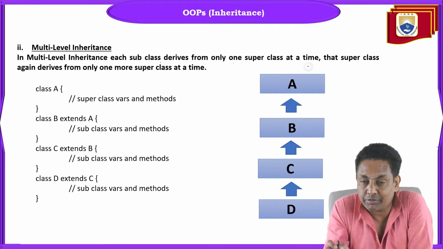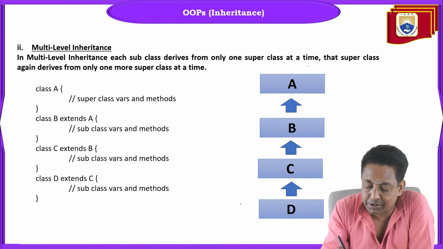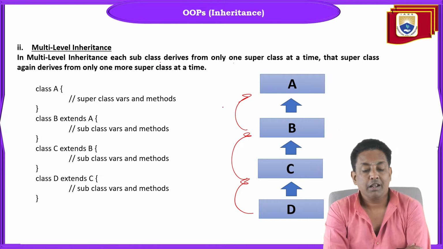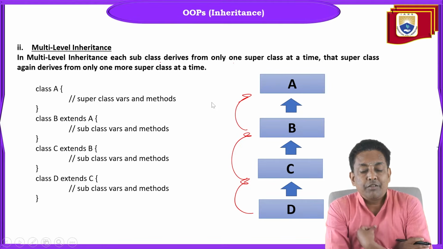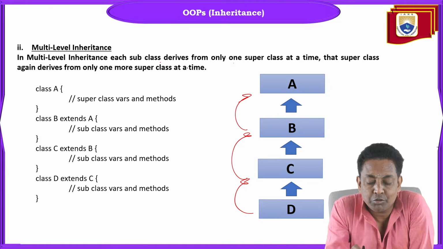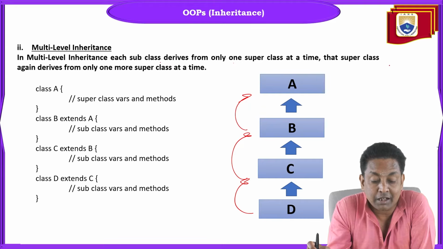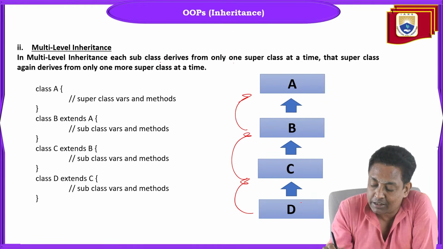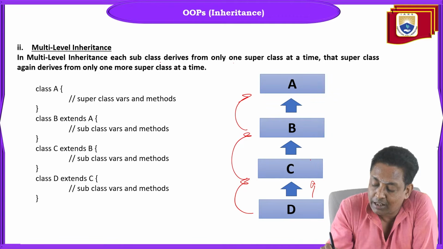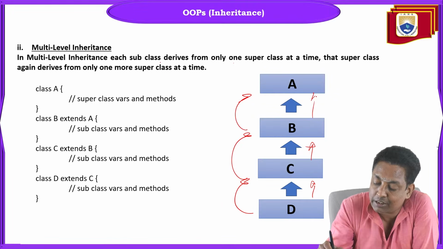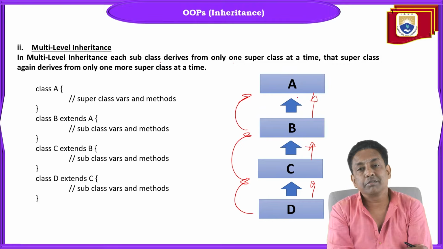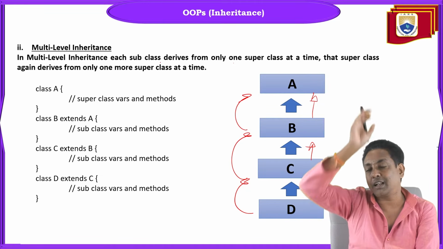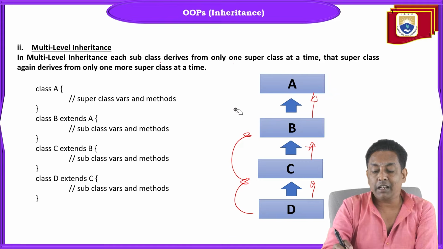Each subclass derives from only one superclass at a time. D extends C, C extends B, B extends A. That superclass again derives from only one more superclass at a time. Okay? Each class derives from only one superclass. That class again derives from only one superclass. Deriving from only one superclass, like that, the hierarchy grows. It's called multi-level inheritance.